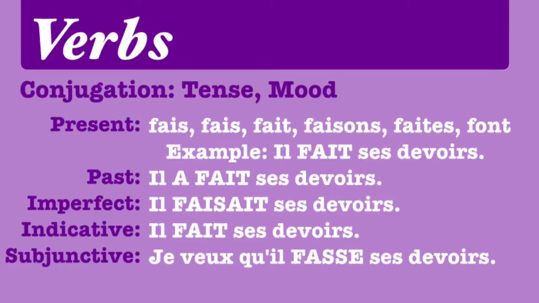Now we have an example of faire in the imperfect. Il faisait ses devoirs. He was doing his homework, where the F-A-I-S-A-I-T is a portion that can be translated to was doing, the imperfect tense.